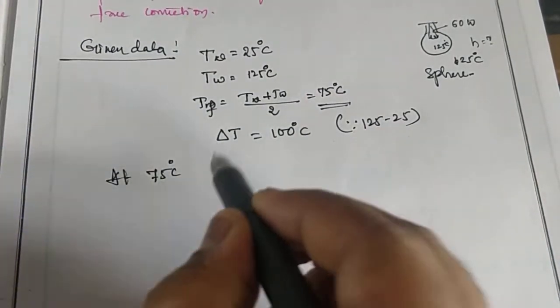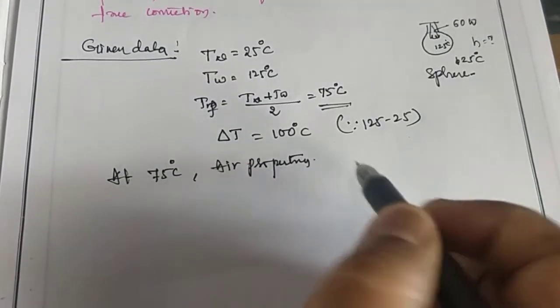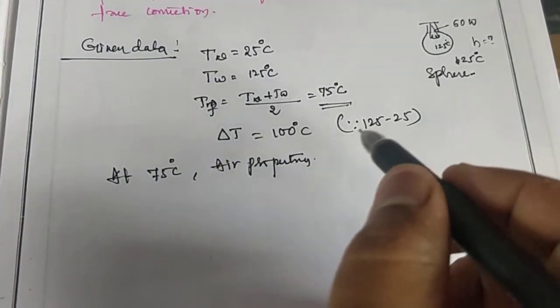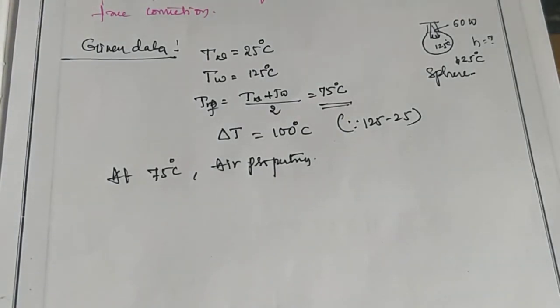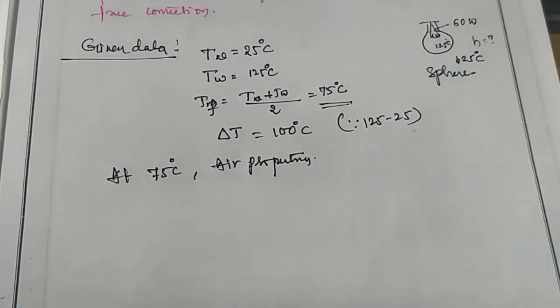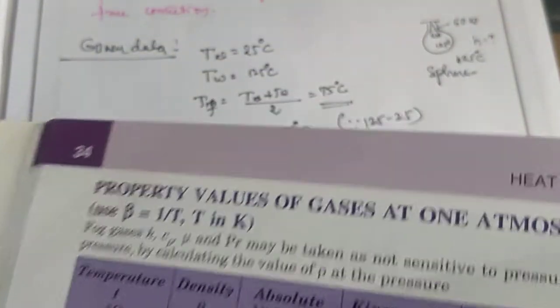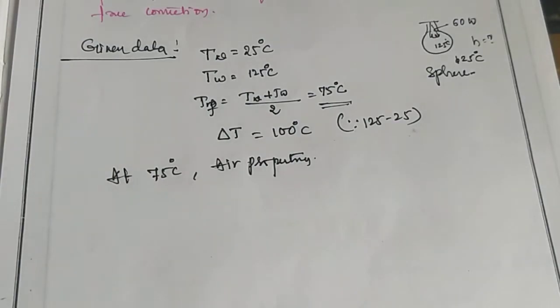we have to find the air properties, as we have solved in the previous problem. So by using the C. P. Kothandaraman heat transfer data handbook, from page number 34, we have to search the properties. This is the properties of gases. Here we consider air as the gas and find the air properties.